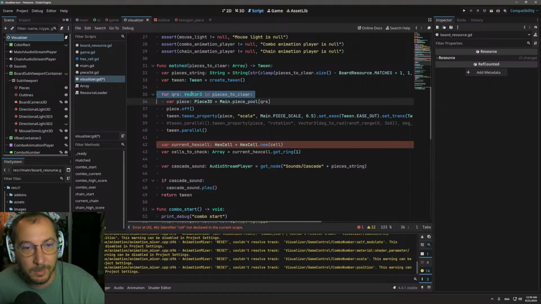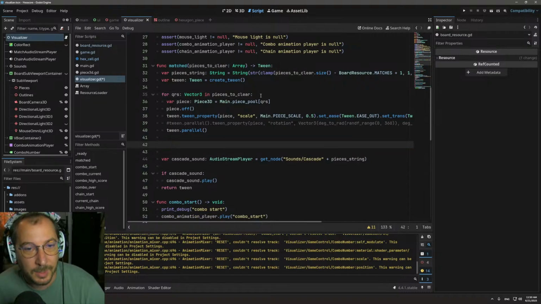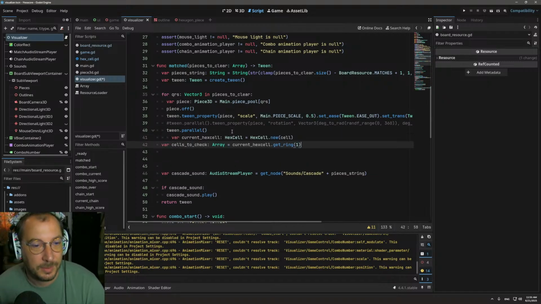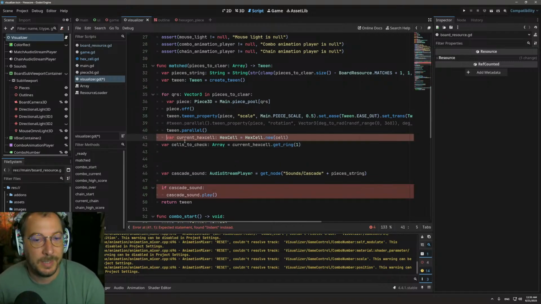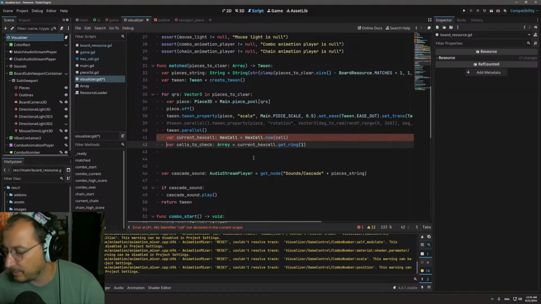So we're already iterating on pieces to clear. So we could technically do this as part of the check. So for each piece to clear, we'll build a hex cell around it. We'll get the neighbors.